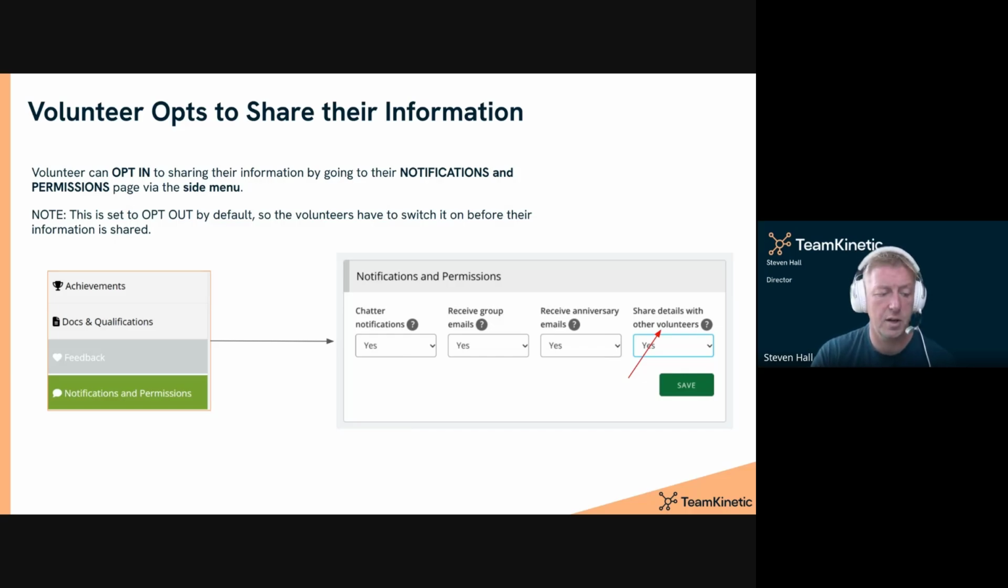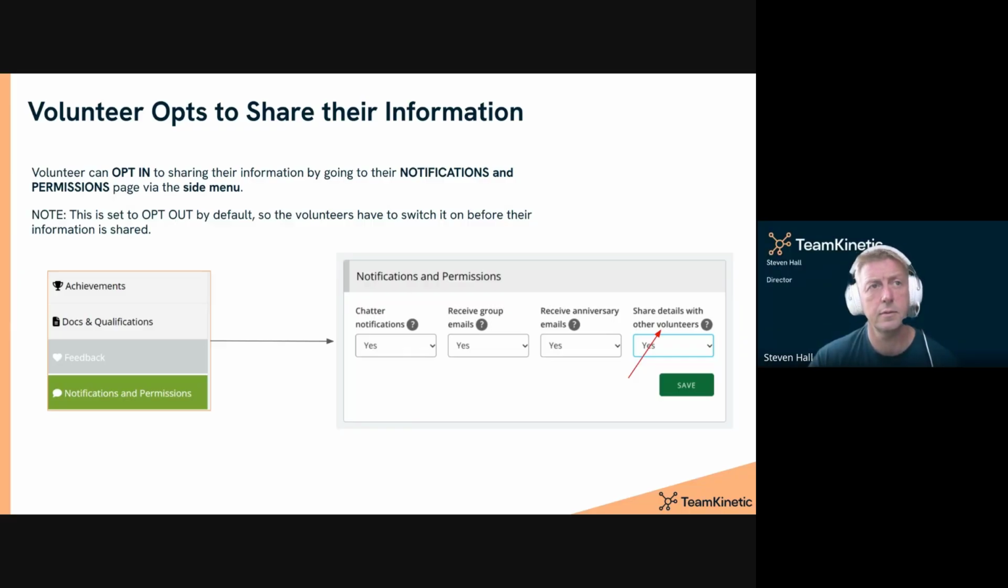Any questions at this stage? Just to let people know as well, if volunteers join an opportunity which is marked as valid for this feature, then the first time they join, if they don't have the permission switched on, they'll get an email asking them if they want to opt in. Thank you, Rolf. That's a good point.